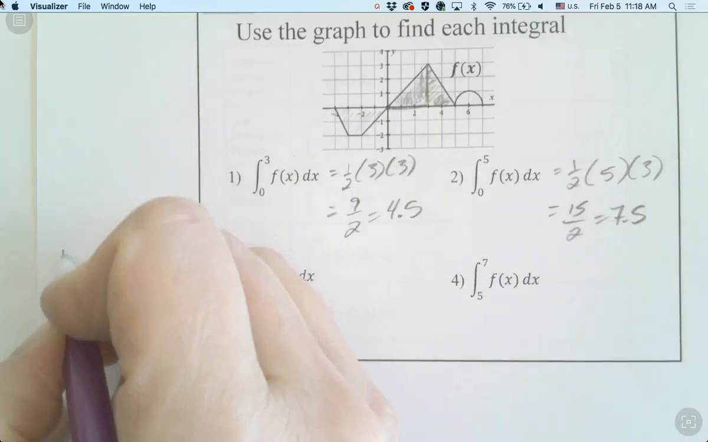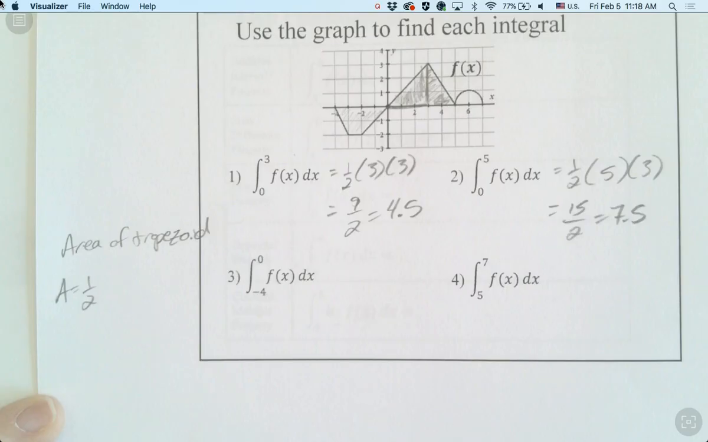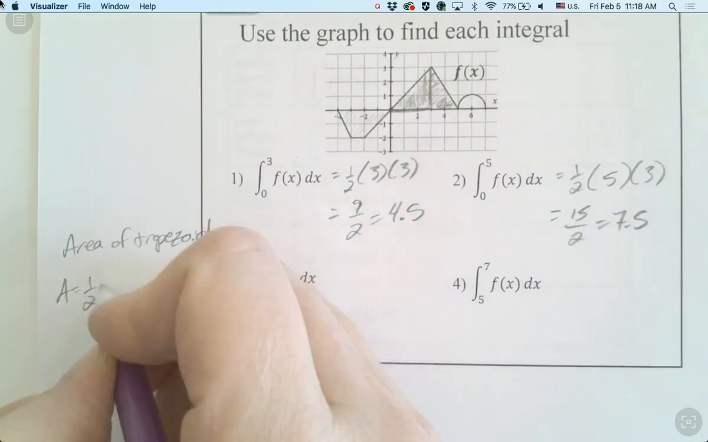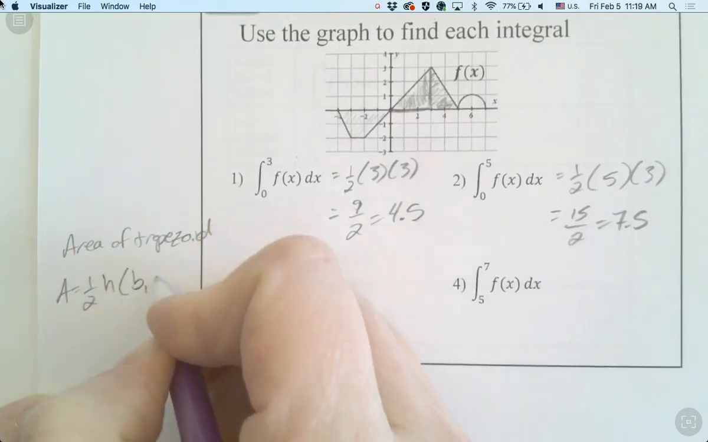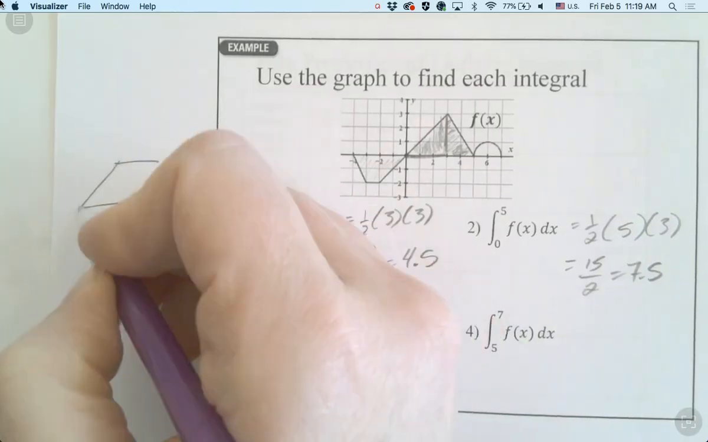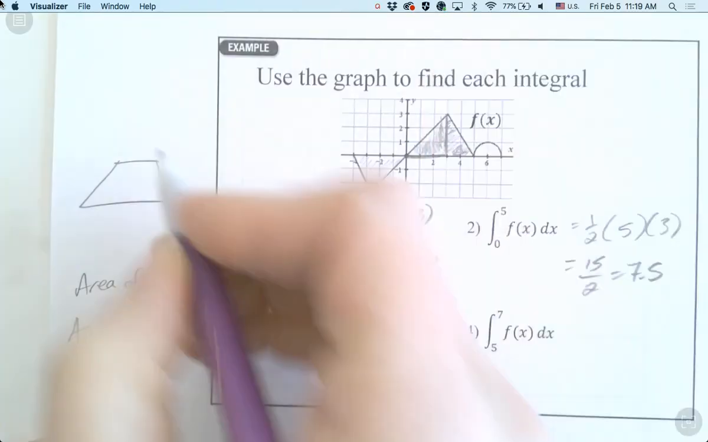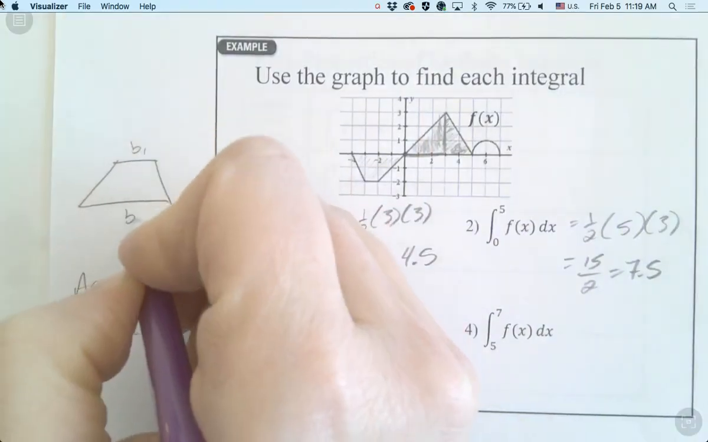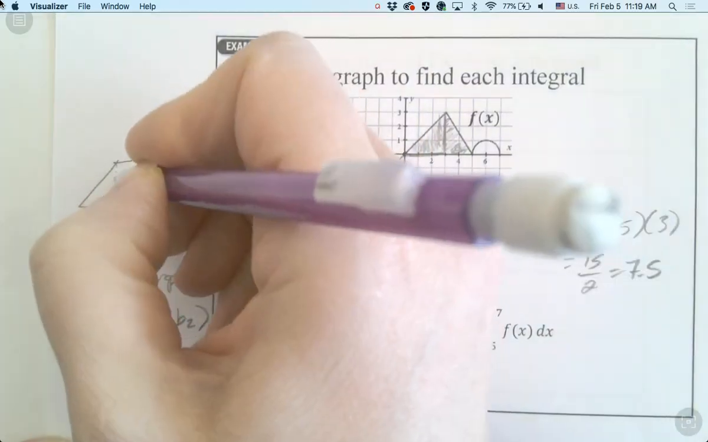So then the area of a trapezoid formula, you guys remember? Yeah, that's okay. I don't really expect you to remember. It would be 1/2 times the height times the sum of the bases. Let me just remind you what the bases are. So trapezoids, by definition, have one pair of parallel sides. And those are your bases, the ones that are the parallel sides. And then the height is the distance between the two bases.